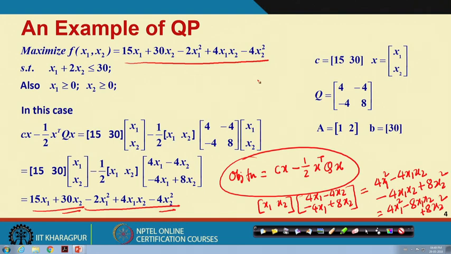Now, how to really get from here to here? See, these 15 and 30 are very clear. These 4, minus 4, minus 4 and 8, you can see that this is minus. So, there is a minus here. So, these 2 should be double of that, and these 4 should be divided into 4 and 4 here in the minus form.